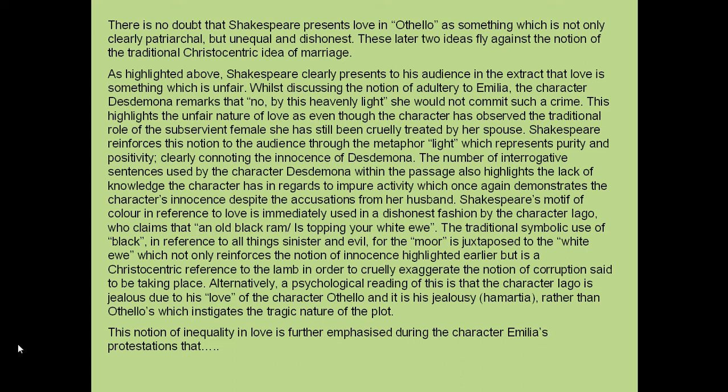Shakespeare reinforces this notion to the audience through the metaphor light, which represents purity and positivity, clearly connoting the innocence of Desdemona. The number of interrogative sentences used by the character Desdemona within the passage also highlights the lack of knowledge the character has in regards to impure activity, which once again demonstrates the character's innocence despite the accusations from her husband. Shakespeare's motif of colour in reference to love is immediately used in a dishonest fashion by the character Iago. So you can see now at the start of the extract, I'm moving around different parts of the play. I've looked at sentence types here, I've looked at language already, I've again referenced context.